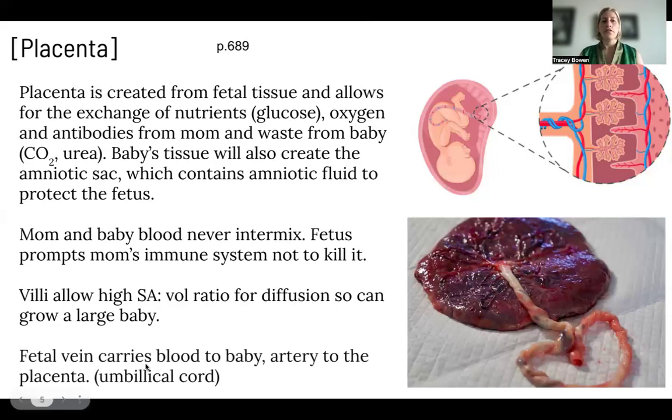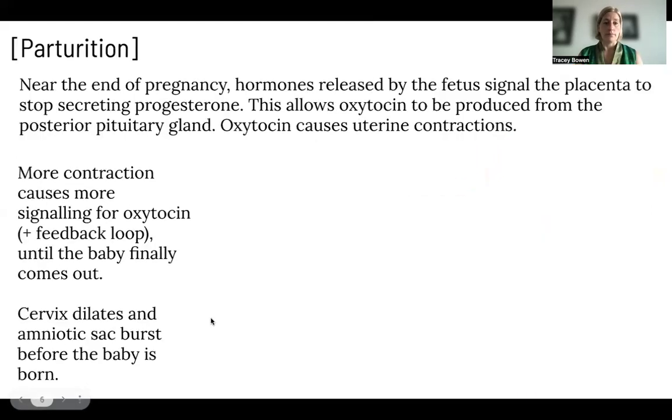So the fetal vein is going to carry blood to the baby, and the artery to the placenta. So remember, arteries carry blood away from the heart. So the baby's heart is beating the blood away to the placenta to pick up nutrients and drop off waste. And then the vein is carrying blood back into the heart, and that's going to have oxygen and glucose present.